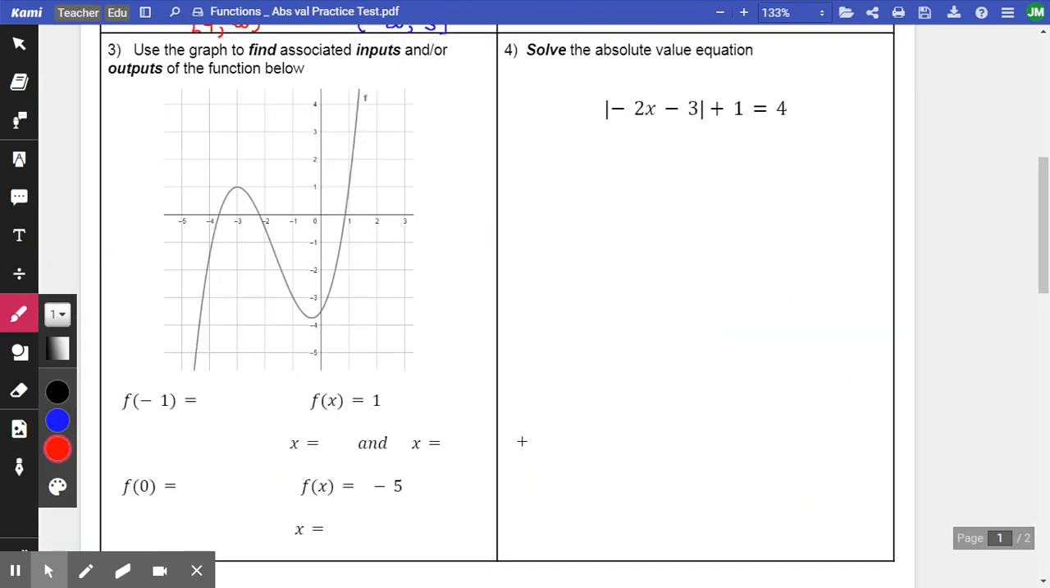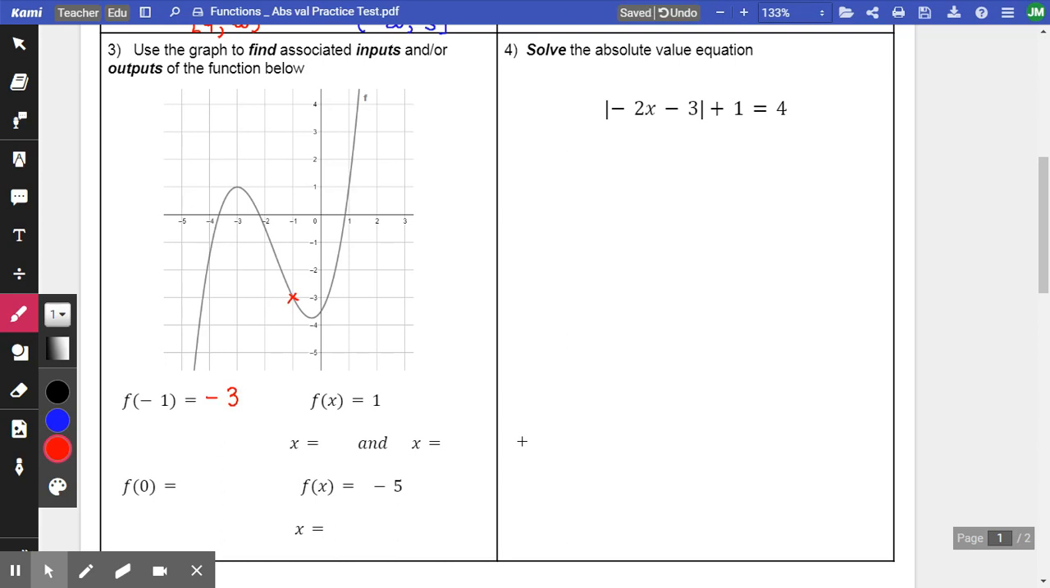Question number 3. Use the graph to find the associated inputs and or outputs of the function below. If we are given f of negative 1, the negative 1 implies that we're given the x value. So we're looking for the y value, okay, the output. At negative 1, if we go along the x-axis, negative 1 is located here, so we need to find the matching corresponding point on the graph at negative 1. And that's going to be this point here. So the y value is going to be negative 3.